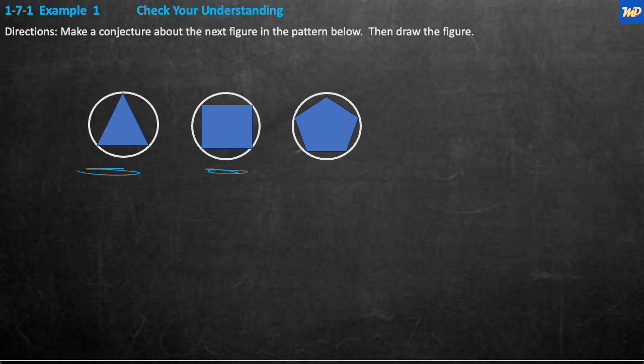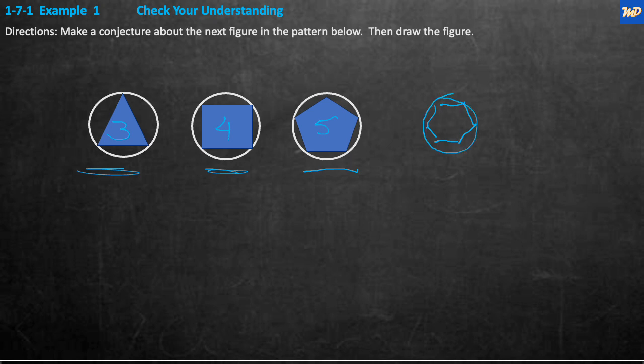Well, we can start to see a relationship building here, because in the next box we have a pentagon. So we started off with 3 sides, then we moved to 4 sides, and then we ended up here with 5 sides, a 5-sided figure inside this circle. So what's our conjecture? What do we think the next one's going to be? Well, if I can draw it, it's going to be a 6-sided figure. You're going to have this, this, and this, here, and like that. 1, 2, 3, 4, 5, 6 inside the circle.